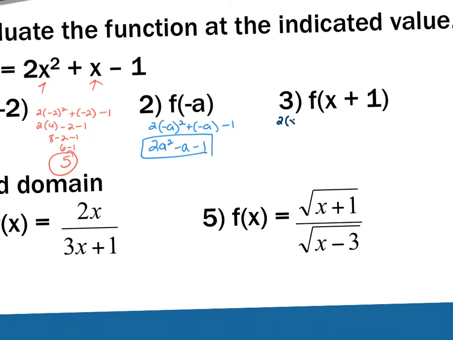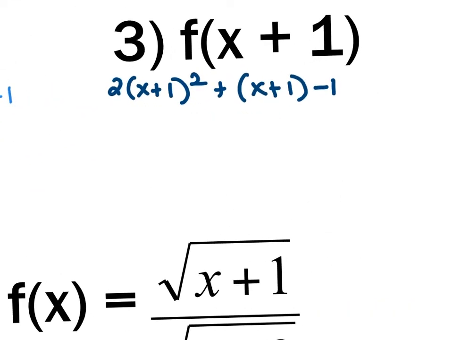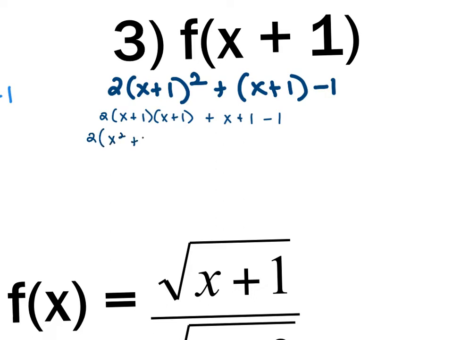So this is 2 times (x plus 1) squared plus (x plus 1) minus 1. Then I'm going to expand and FOIL the x plus 1 times x plus 1. So 2(x plus 1)(x plus 1) plus (x plus 1). I can get rid of the parentheses without having to change any sign because it's a positive in front. This is x squared plus 2x plus 1, once you FOIL and combine your like terms, plus x, +1 and -1 cancel out.